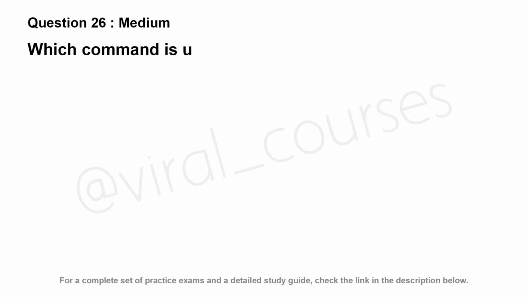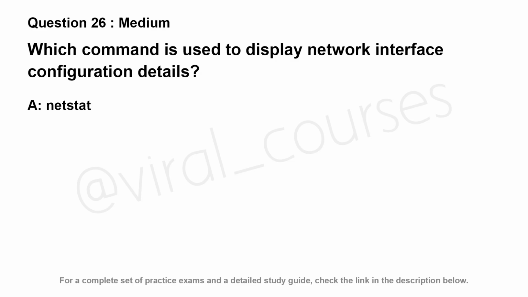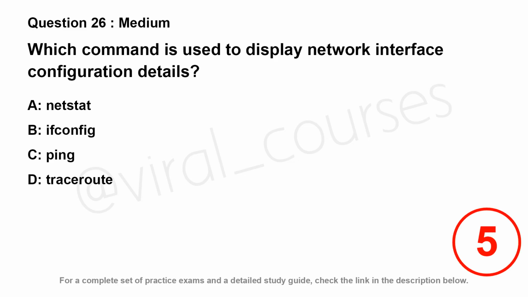Which command is used to display network interface configuration details? Option A, netstat. Option B, ifconfig. Option C, ping. Option D, traceroute.